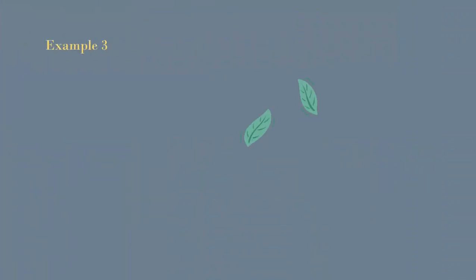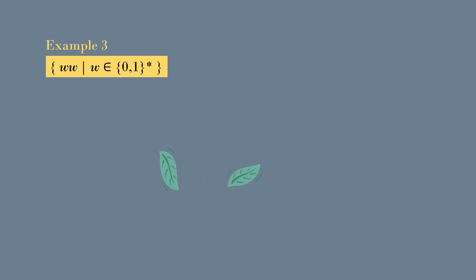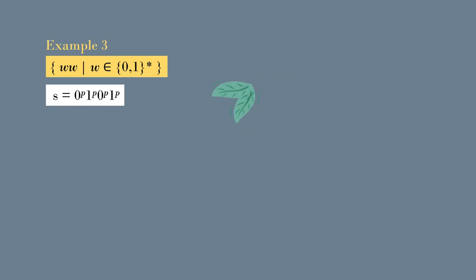For the third and final example, the choice of string is perhaps even less obvious than last time. Which string would you pick intuitively? We'll go with the string 0^p 1^p 0^p 1^p.